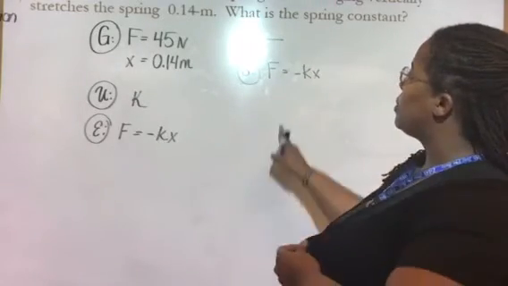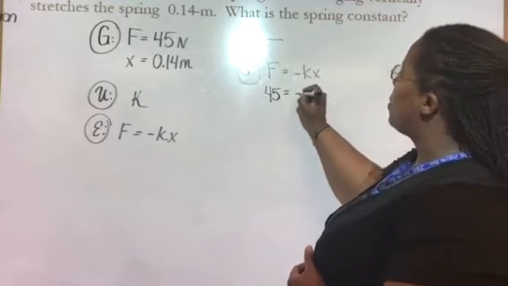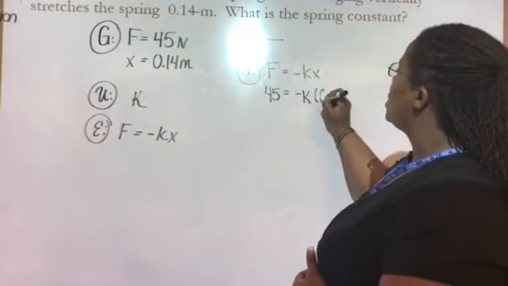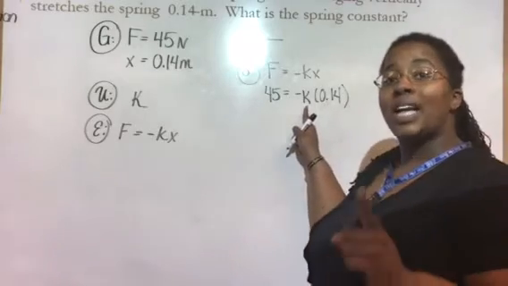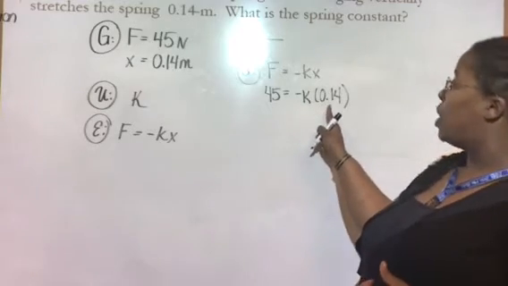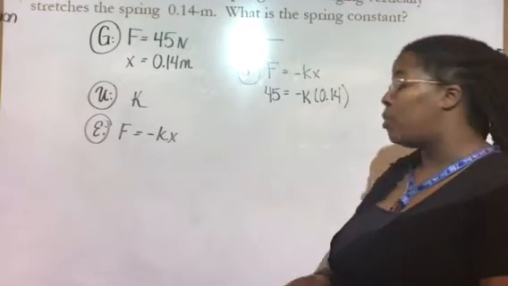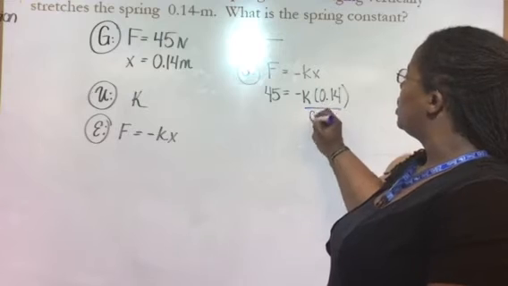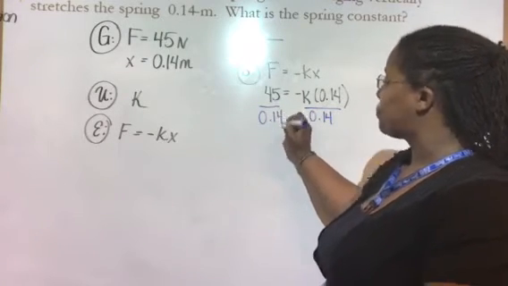And we're going to plug in our numbers. Our force is 45 newtons. We're looking for the spring constant, k, and then our x will be 0.14 meters. Whatever number is next to your unknown has to move. So we know that 0.14 is next to our k. We want to divide both sides by 0.14. And we're using different colors so you're able to see it. Whatever I do to one side, I have to be sure to do to the other.